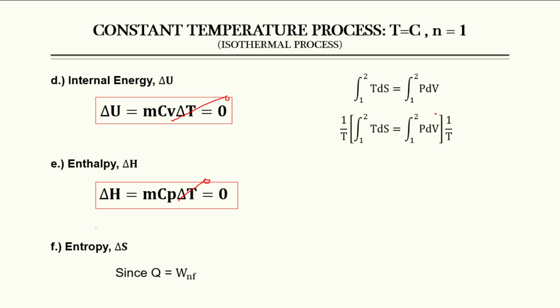So, we multiply by 1 over T both sides of the equation. So, the T here will cancel. Okay? Then, there will be P over T. Therefore, the integral of what remains here, dS only, limits from 1 to 2, is equal to P over T dV.